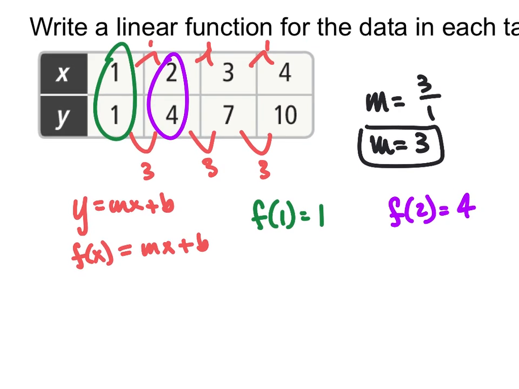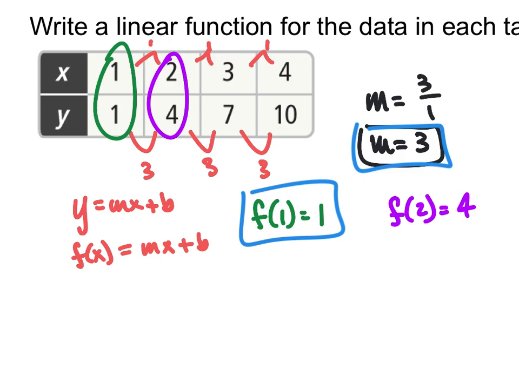Once I'm here, I'm going to use my slope, which is 3, and a point, and I'm going to plug those values into here. Now what I've got is that f of 1 equals 1, and this is the tricky part, the part that can confuse people: you can write f of 1 here is equal to 3 times 1 plus b.